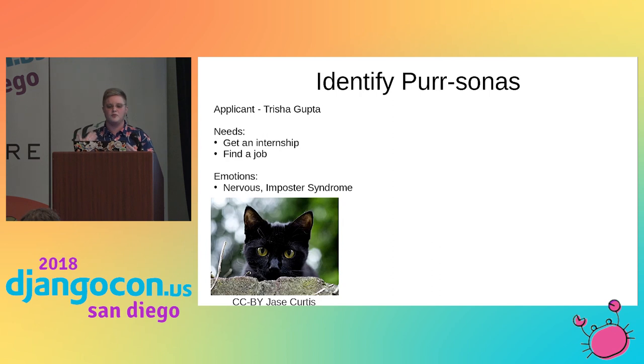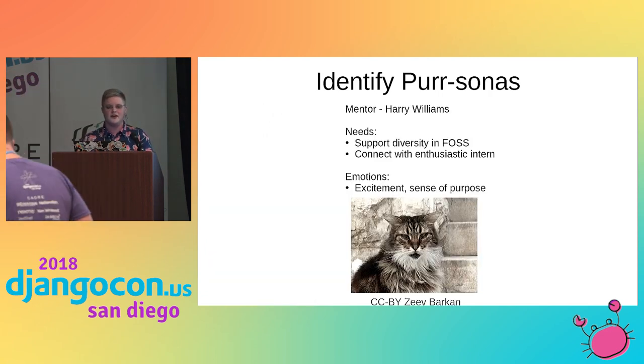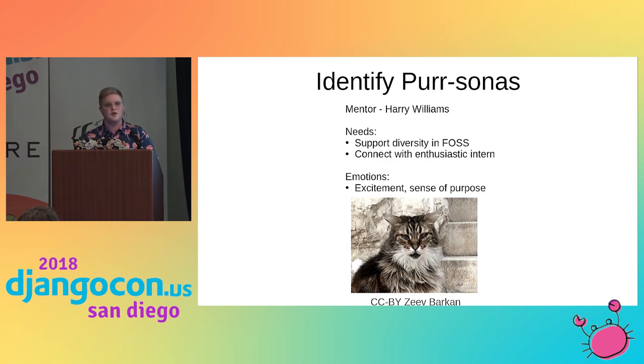And so there's a lot of pressure that applicants feel when they come into our program and try to get started. So our second persona is a mentor. This is Harry. Harry is really excited about being involved in Outreachy, and he has a sense of purpose because he wants to increase diversity in free and open source software. And he really wants to connect with someone who is enthusiastic about his project, you know, really soak in the excitement and energy from someone who is new to open source and new to his community.